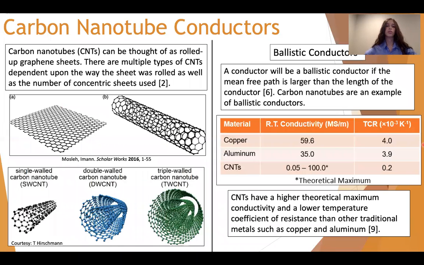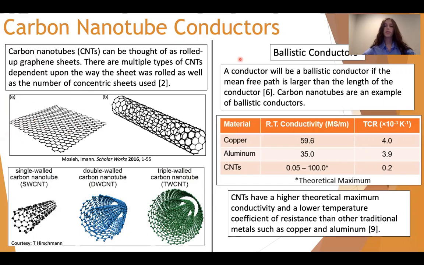Carbon nanotube conductors, also known as CNTs, can be thought of as a rolled up graphene sheet. This is shown in this figure here, which exhibits a graphene sheet and a CNT. There are multiple different types of CNTs that can be made dependent upon the way that the sheet was rolled up, as well as the number of concentric sheets used. My data for this study was obtained through multi-wall CNTs. These double-walled and triple-wall CNTs shown here are examples of multi-walls.